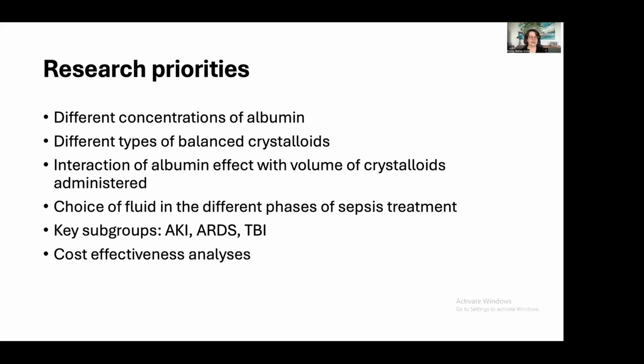We don't have a lot of data around the choice of fluid in the different phases of sepsis treatment, right? Like very early resuscitation versus later in the course. There are key subgroups where we need to generate better data. So there's a subgroup of patients with acute kidney injury or chronic kidney disease, patients with ARDS, patients with traumatic brain injury. And I really want to emphasize also the importance of cost effectiveness analyses, but not just in general, but also ensuring that we capture different healthcare settings, not just high income countries when conducting these cost effectiveness analyses.